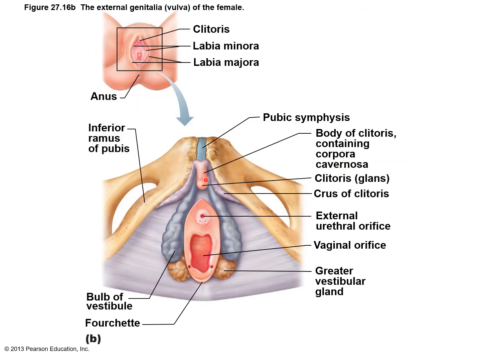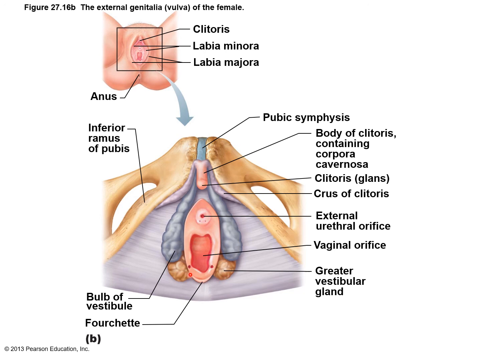As we said, the clitoris of the females is homologous to the penis of the males because it has erectile tissue. The erectile tissue that it contains is the corpora cavernosa, which is the same erectile tissue found in the penis. So the clitoris is going to be able to get engorged with blood and erect during intercourse.